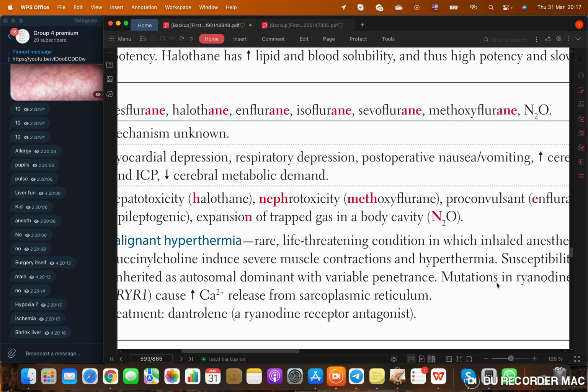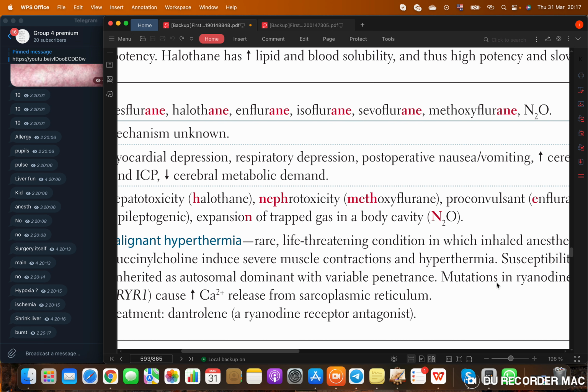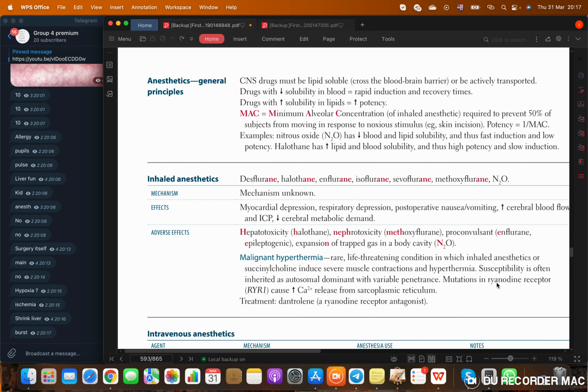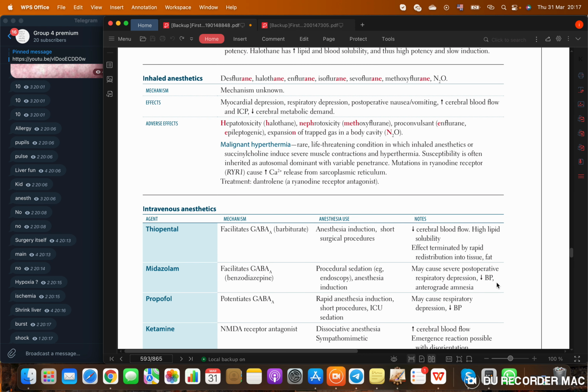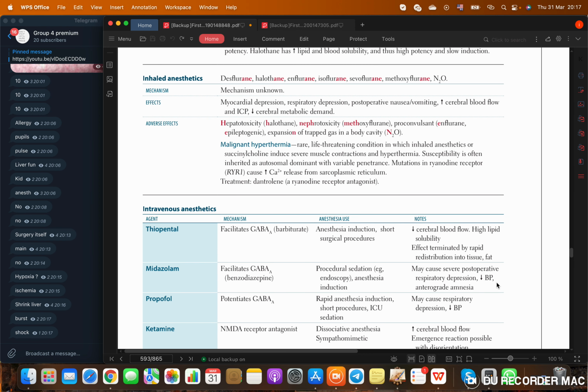If a bleb in the lung has increased expansion of the air trapped in it, what will happen? It will burst. It's like boom. And if it will do boom, what will happen to the patient? Pneumothorax. Pneumothorax, spontaneous pneumothorax.